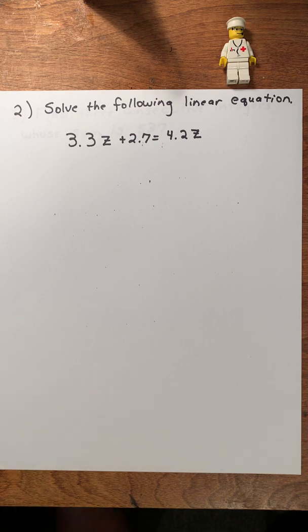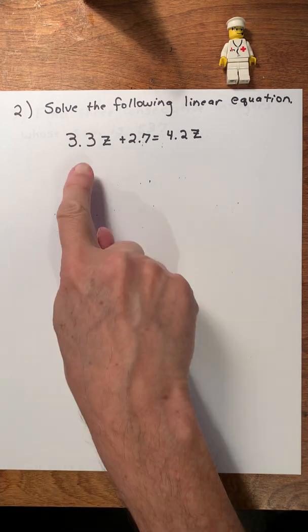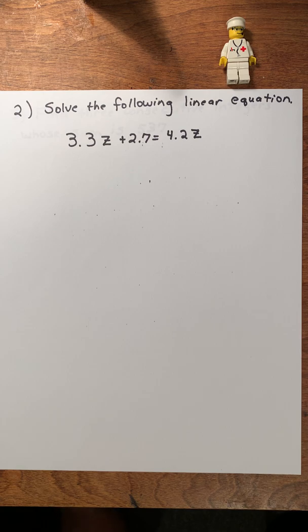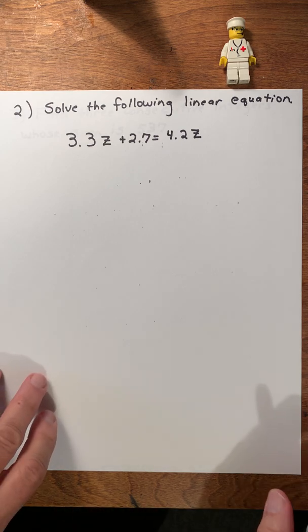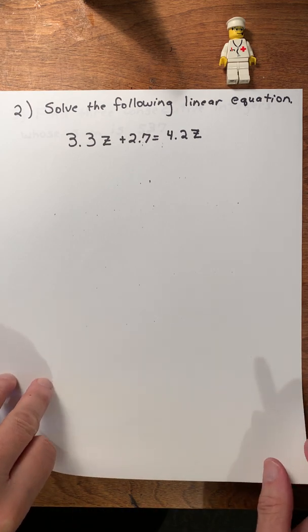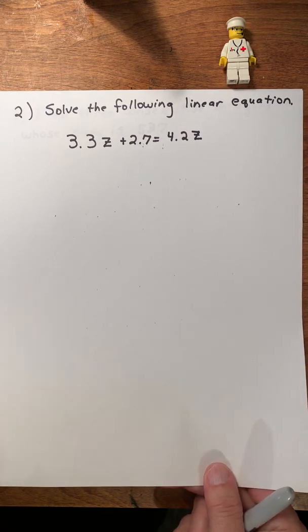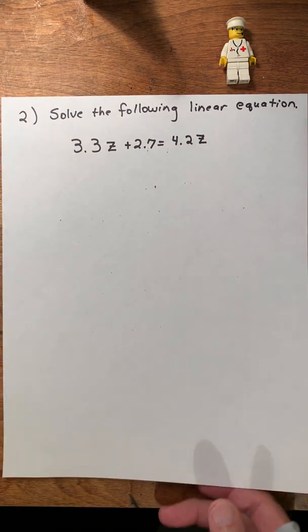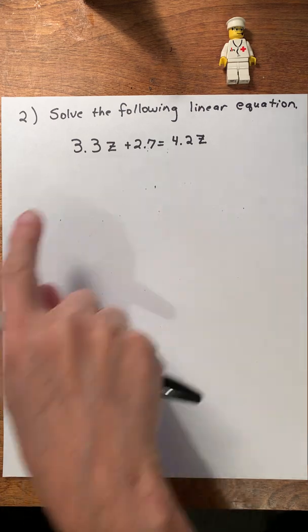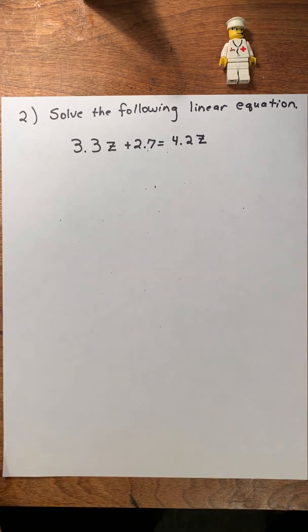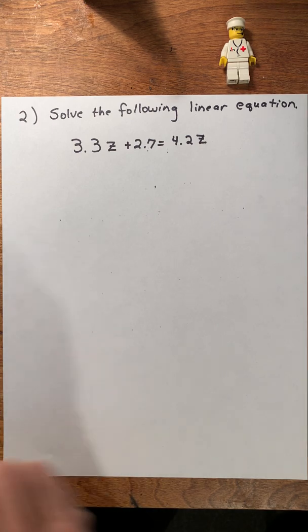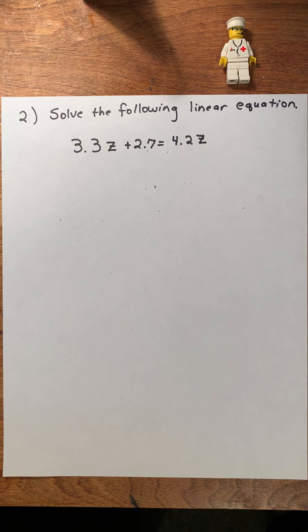All right, solve the following linear equation. The one thing you'll notice about this guy is we got decimals. Now you can do this a couple of different ways. If you don't mind decimals, if, in fact, decimals are your BFF, then you can just simply work it out the same way. Get the z's on one side, the numbers on the other, and solve. Or if you have problems with decimals, if they are a little bit intimidating, you may eliminate the decimals.